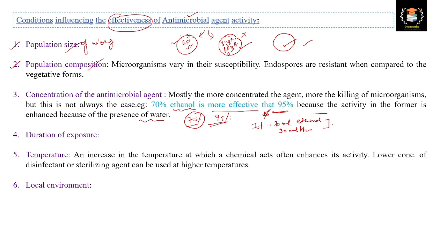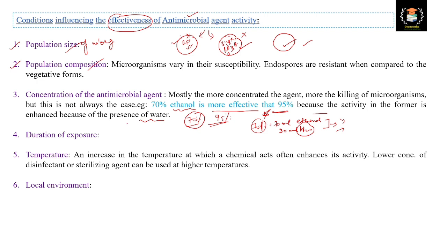Ethanol alone is not very effective in killing organisms, whereas 70% ethanol is effective. Why? Because the water here helps the antimicrobial agent; it enhances the activity of the ethanol.